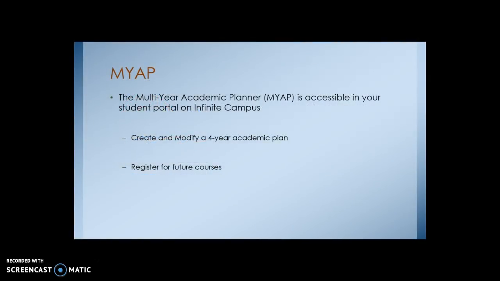So let's dive in. The Multi-Year Academic Planner, MYAP, is accessible on your student portal through Infinite Campus. You'll be able to go in and create an academic plan for your high school career. Registration for 11th grade is also pulled from what you enter in your plan. Now, you're going to have plenty of time between now and senior year to edit your 12th grade plan, but we do need you to complete that.